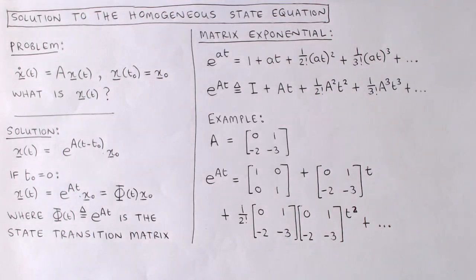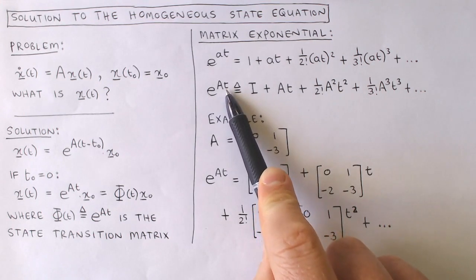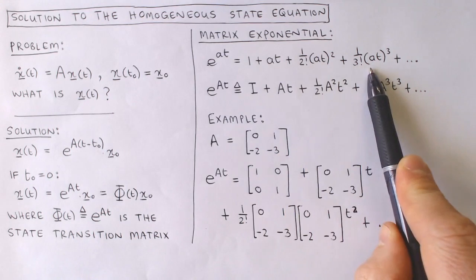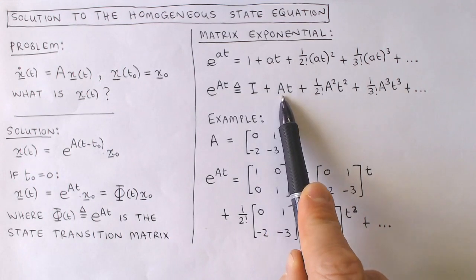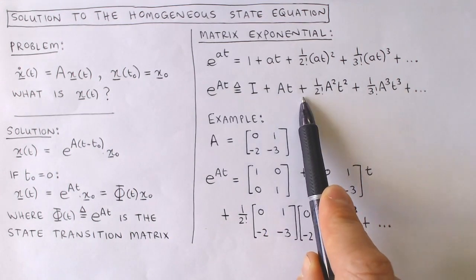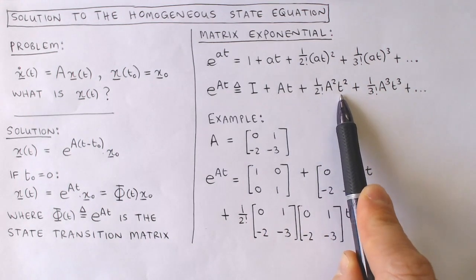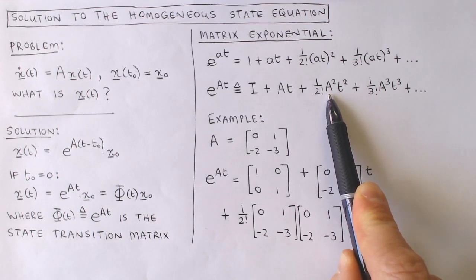The matrix exponential function is a function that takes square matrix A and variable t as inputs and is defined similarly to the power series for the scalar exponential function as the identity matrix plus matrix A times t plus 1 over 2 factorial times A squared times t squared, where A squared means the matrix multiplication of A times A.